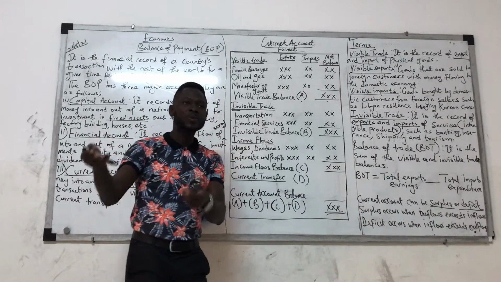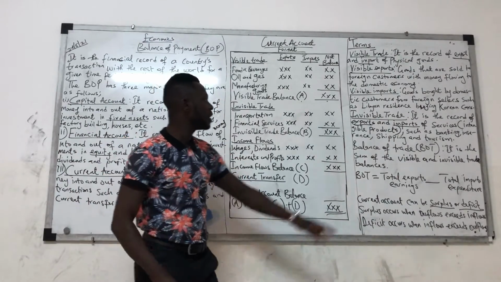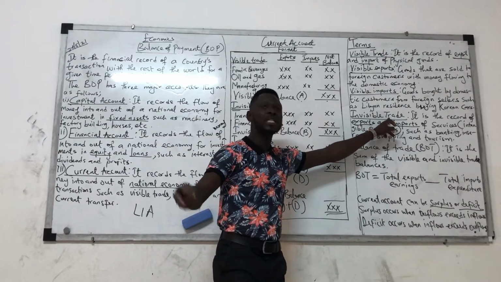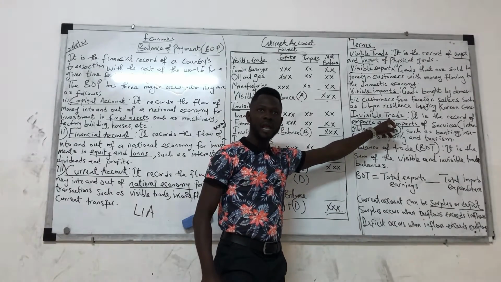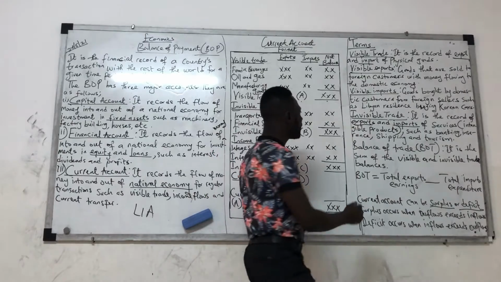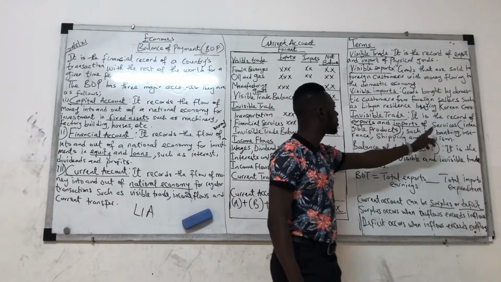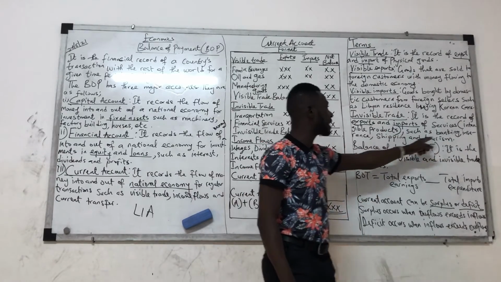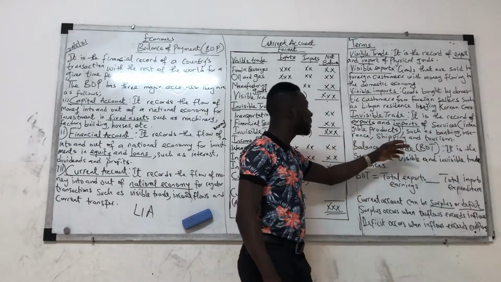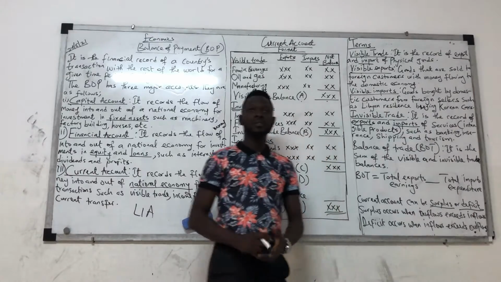Invisible export and invisible import give us what we call invisible trade, because trade is import and export. Is it clear? Then I said invisible trade. It is the record of export and import of services, intangible products such as banking, insurance, shipping, and tourism, and even teaching.